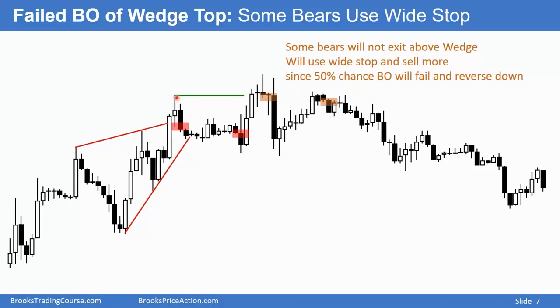Some bears know that the probability is 50% if the market gets above this high. It's 50% chance of a rally, and therefore they're willing to take the chance. They do not exit. They'll use a wider stop. And a lot of them will sell more at this high, betting that the bull breakout will fail. They know 50% chance the bull breakout will fail.